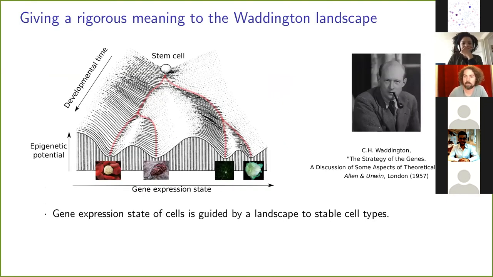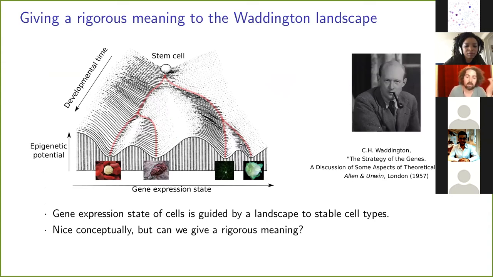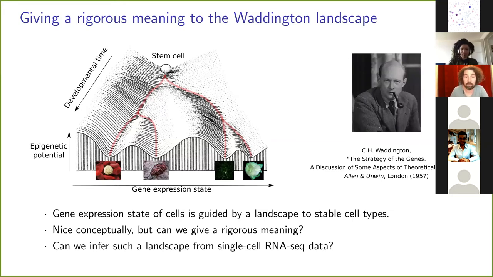To approach such questions, Waddington introduced his famous analogy in 1957, where stem cells are compared to marbles rolling down a landscape and following valleys. Analogously, the gene expression of a cell would be guided by an epigenetic landscape, and cells would develop through differentiation time, developmental time, until they reach stable minima that we then call cell types. So I wanted to see how far we could go with this analogy, try to give it a rigorous meaning, and try to infer such a structure from single cell RNA sequencing data.